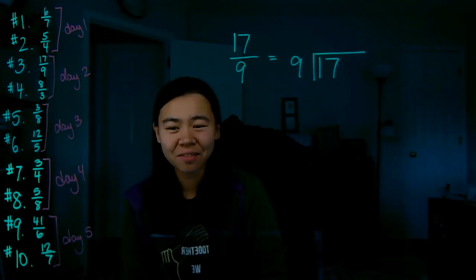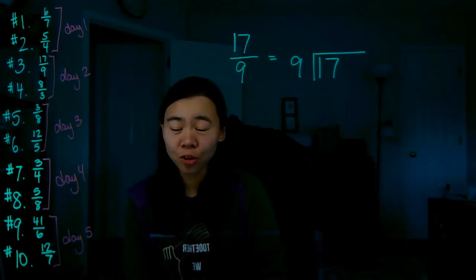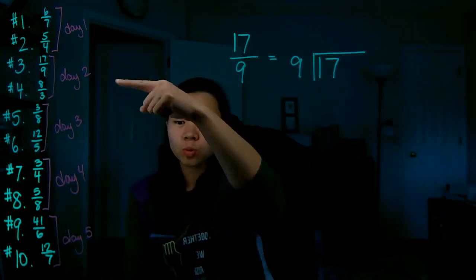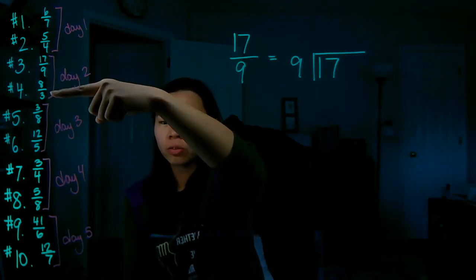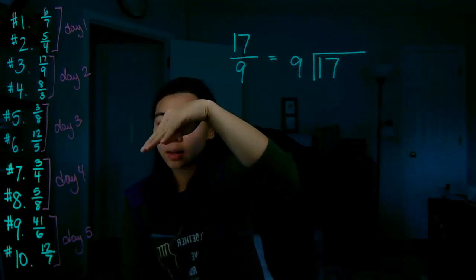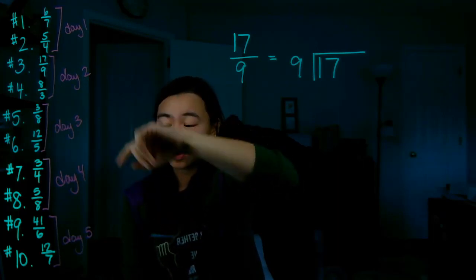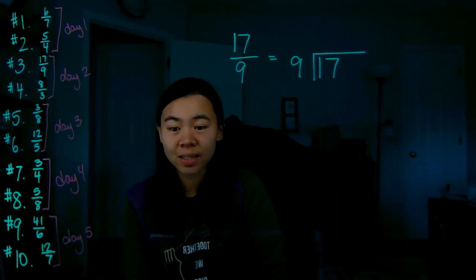Hey guys, this is the video for daily division day 2, which is problems number 3 and 4: 17 ninths and 8 thirds. I'm backtracking because I never took videos for day 2 and 3, so I'm going to do that now. All right, so this is day 2.